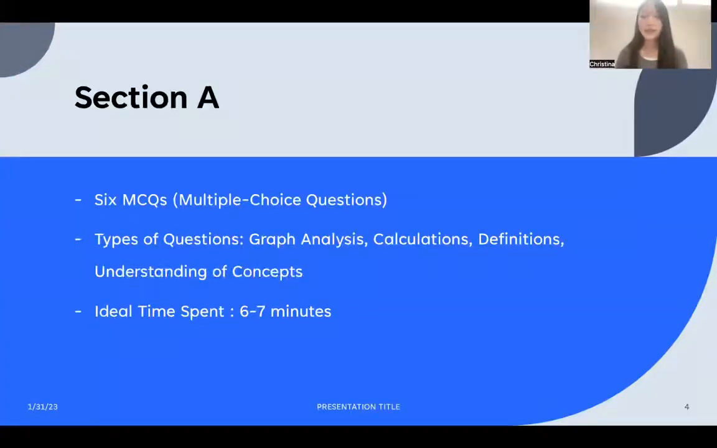Section A, I think the ideal time spent is about 6 minutes. Maximum, I advise students to use about 7 minutes. In total, there will be 6 questions, and it's all going to be MCQs, which means multiple choice questions. You're given about 4 choices to choose from, and you have to pick which answer is correct.